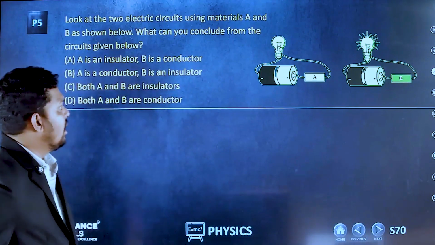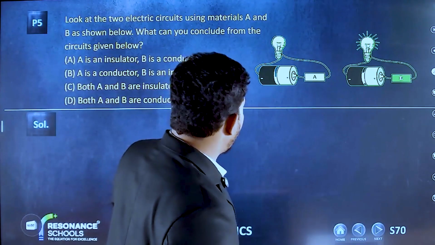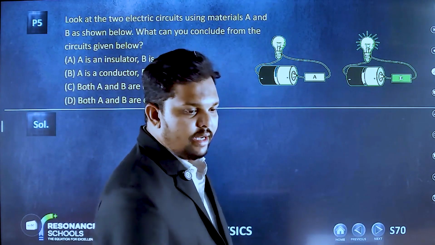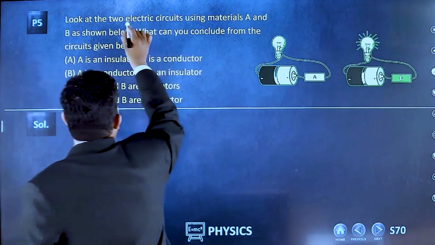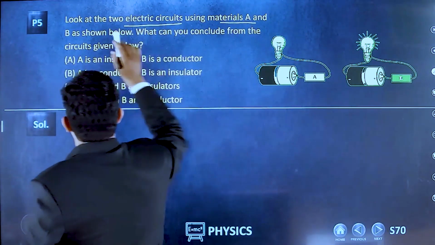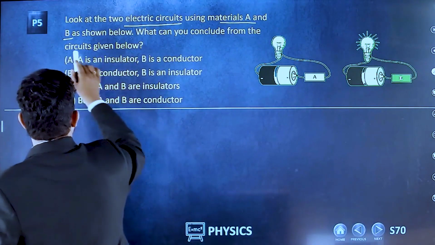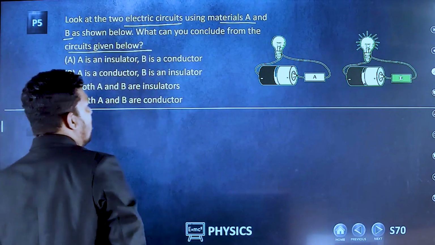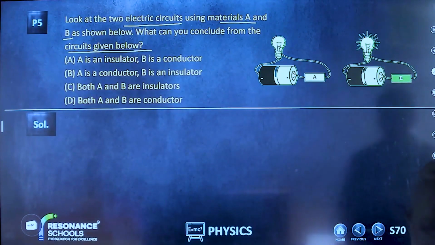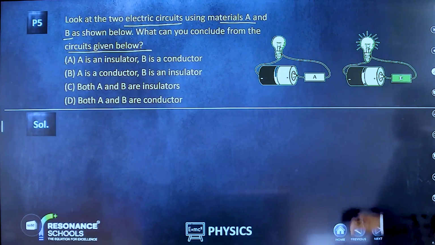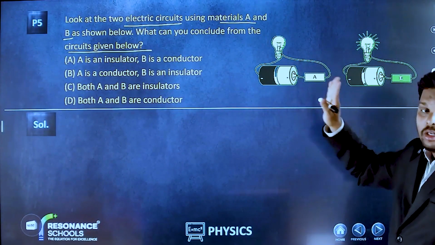part. Are you able to see this diagram on your screen very clearly? Look at the two electric circuits using material A and material B as shown below. What can you conclude from the circuit given below? So this is your A and this is your B. Here the bulb is glowing. Here the bulb is not glowing.